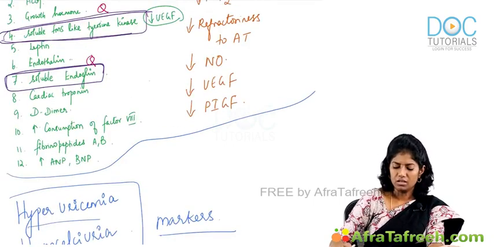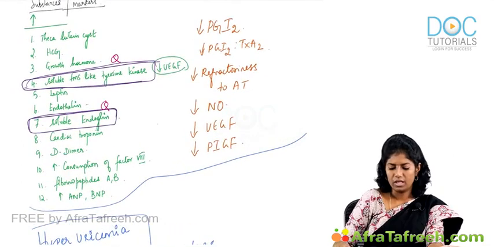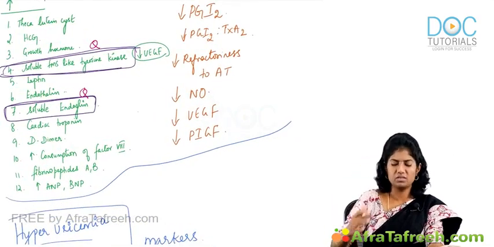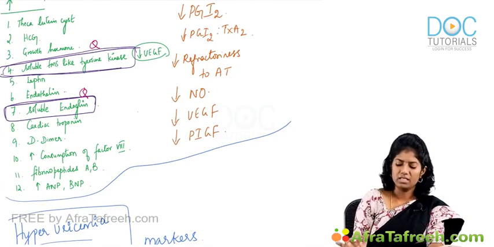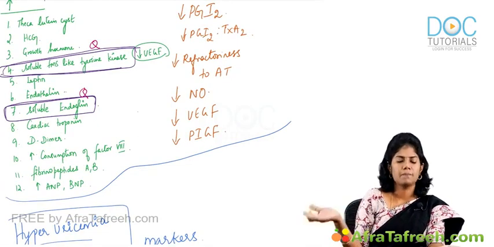So these are the substances which are altered in the pathogenesis of preeclampsia. Increase in certain substances, whichever we have written in green, and decrease in certain things, whichever we have written in orange.